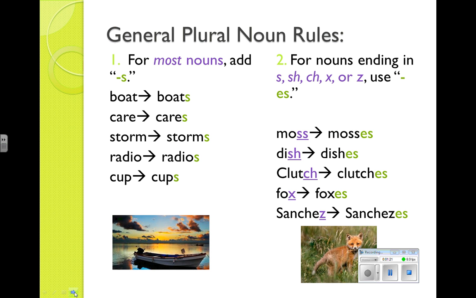Okay, the first rule is very basic. You know this. We add S. Most of the time, that's what you're going to do. So you can see the examples: boat becomes boats, care becomes cares, storm becomes storms, radio becomes radios, and cup becomes cups. That's very straightforward and easy to grasp.